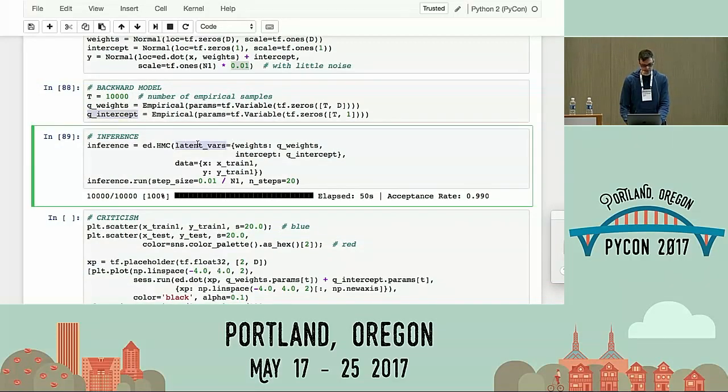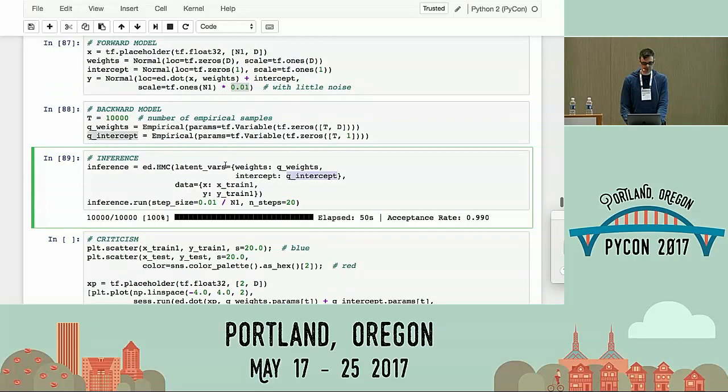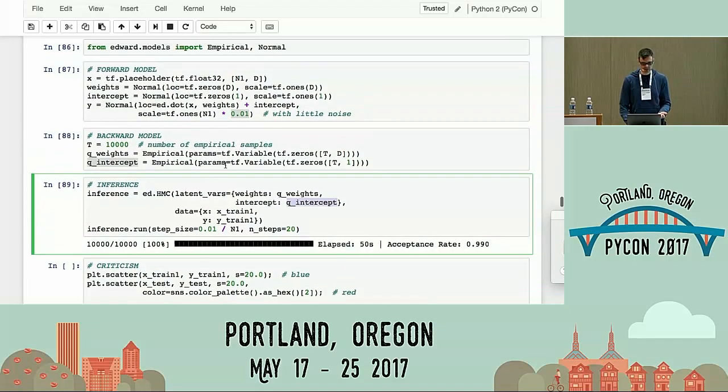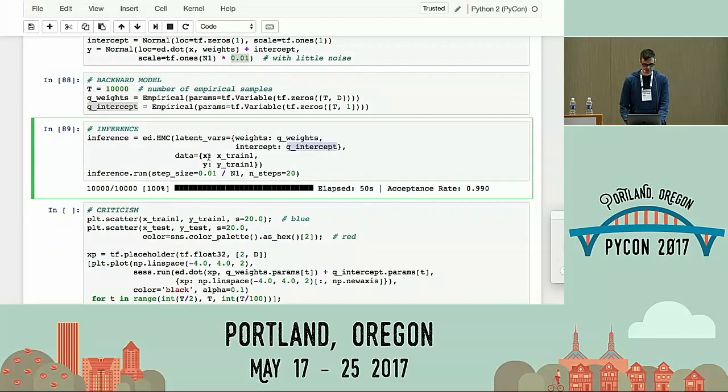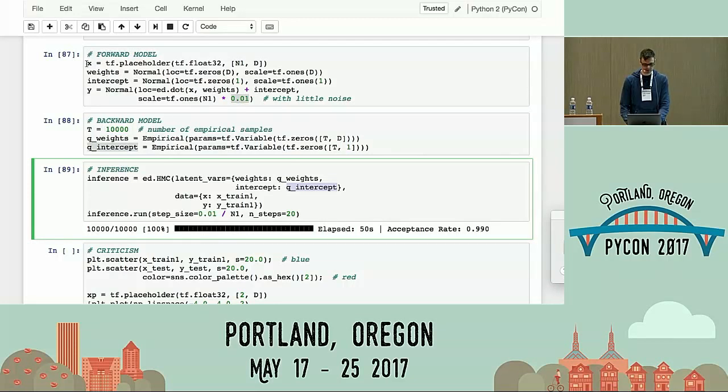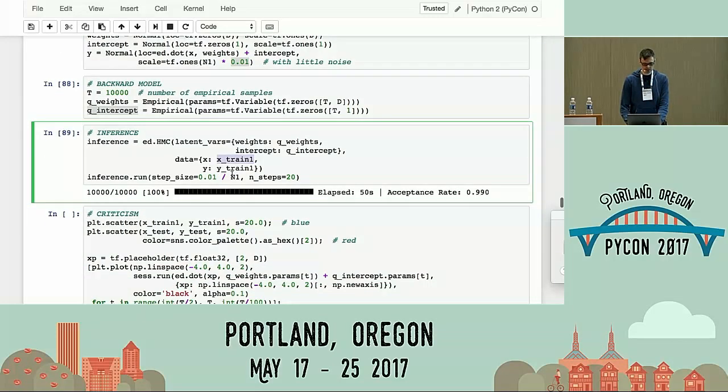And then I'm running this, so I have to tell Edward a little bit more here. I have two parameters, so weights and intercept. Weight goes to Q weights, intercept goes to Q intercept. And then the data, well, I have X values and I have Y values, so I have to feed both. And this is where this placeholder comes in. You see, I define Y in terms of X, and X is a placeholder, so here I bind this placeholder to my X values. I bind the Y values to the Y values. And then I run the inference.